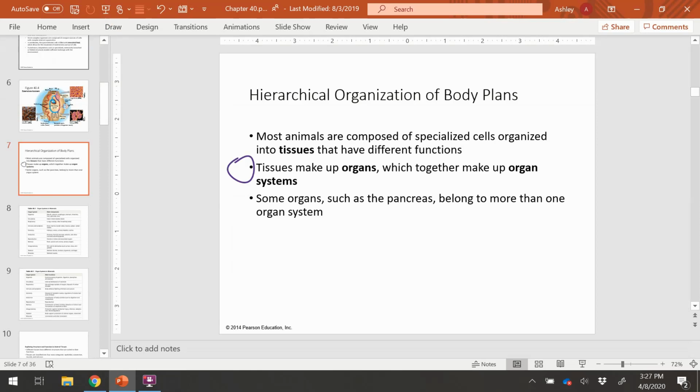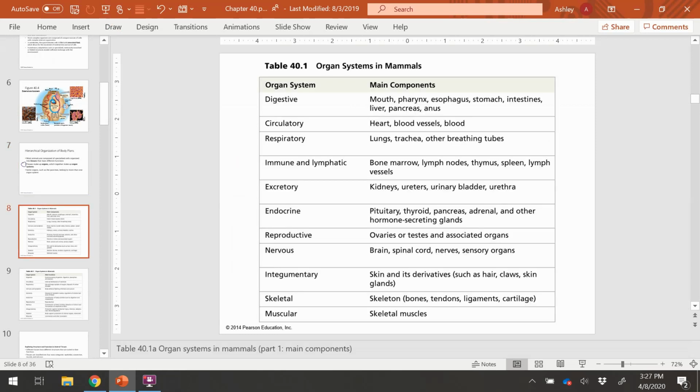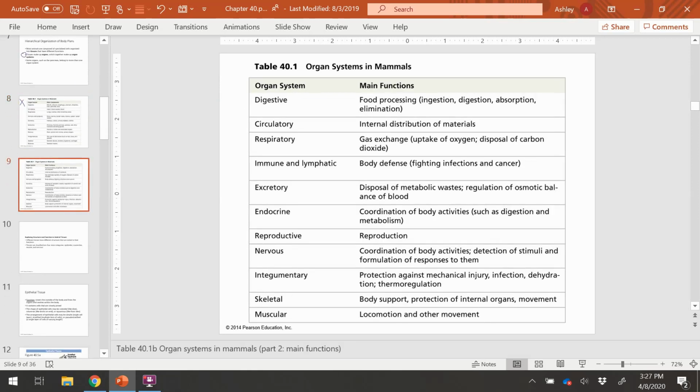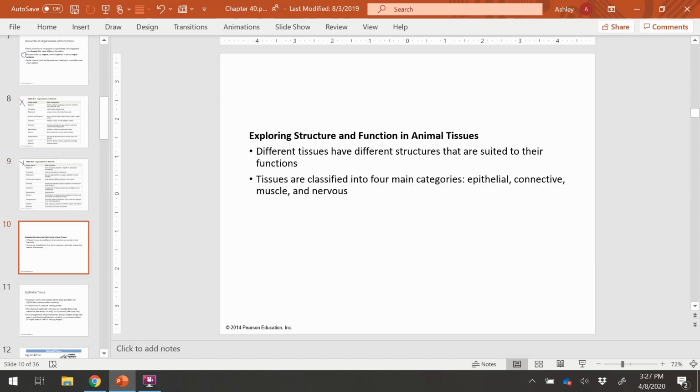And so some organs, like for us, the pancreas is one that has more than one system it belongs to, so it has more than one function. And so its structure is going to be able to compensate for that. And so here you can see the table of organ systems in mammals with the organ system and its main components. Not something I ask you to memorize. And then here, organ systems in mammals, the systems with their main functions. Again, not something I ask you to memorize.